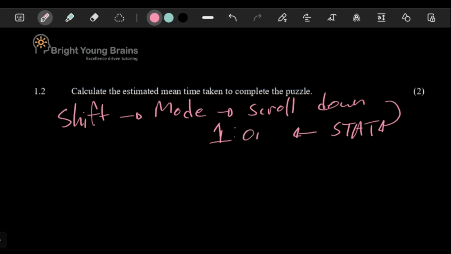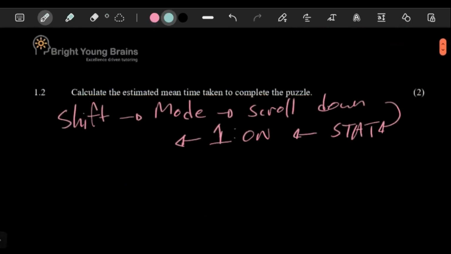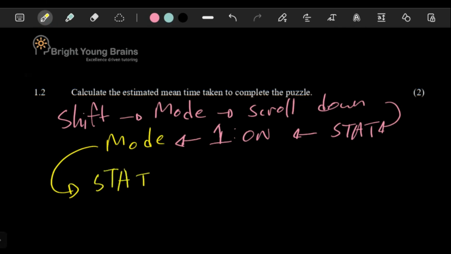Because you switching on frequency allows you to do what? Yeah, it basically allows you to work with your table for you to get the mean. So you're going to press 1 to switch it on. After you switched it on, you are going to press mode again. After pressing mode, you're going to press stat.